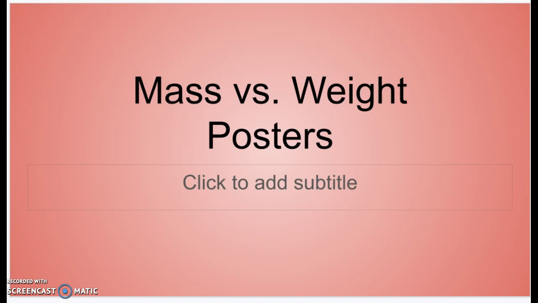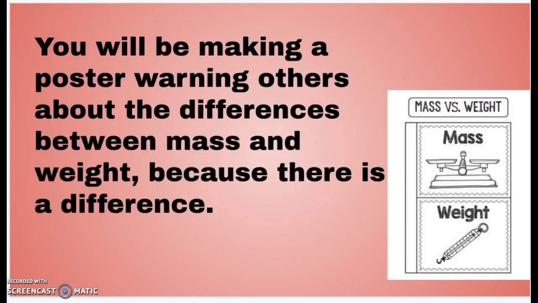Super fun. Right? So you're going to be making a poster that's going to warn other people about the differences between mass and weight. Because as you know, there is a difference and you need to let other people know that there's a difference. Right, so we're going to be posting these around the school when we're done with them.